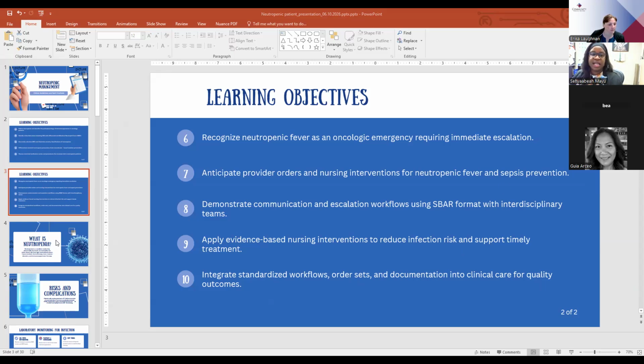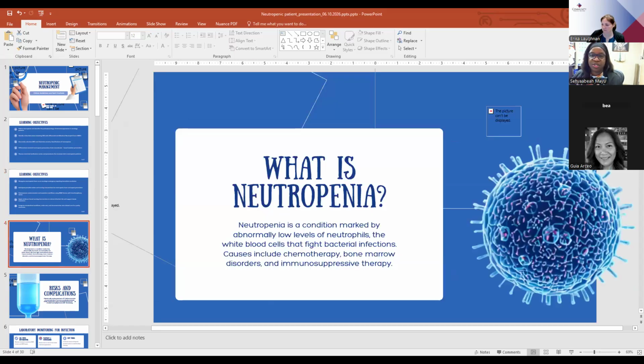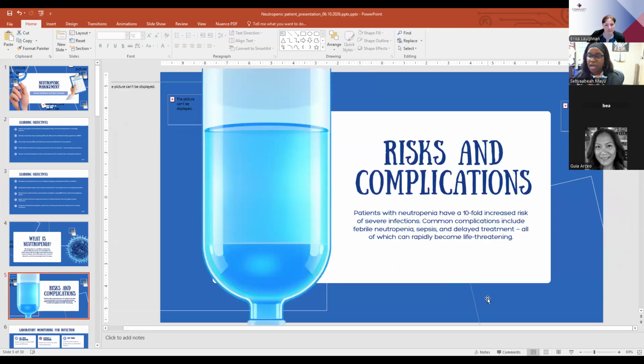So the next slide that we're going to look at is what is neutropenia, so we give an insight on exactly what this patient encompasses. Neutropenia is a condition marked by abnormally low levels of neutrophils, the white blood cells that fight bacterial infections. It can also come from chemotherapy, bone marrow disorders, and immunosuppressive therapy. So that's a highlight that we want to make sure we talk about.